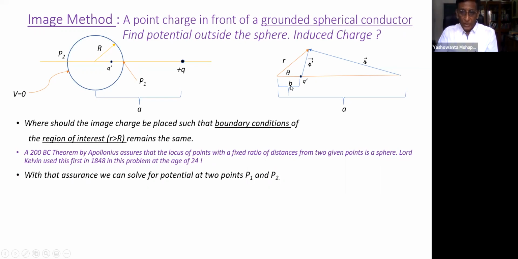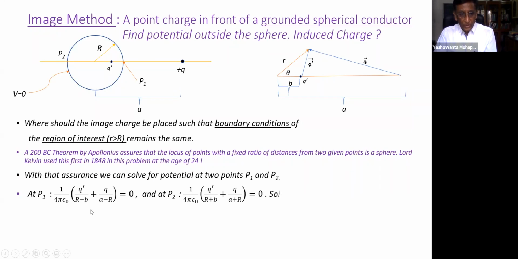two quantities have to be figured out. There is b and q prime. And I know that this locus would be V equal to 0, so I choose two points, p1 and p2, set up the potential and set it equal to 0. I'll have two independent equations, and I have two unknowns to determine, and that should be simple. So at p1, this should be equal to 0. At p2, it will be q prime over r plus b, and q over a plus r. That should be 0. So solve for q prime and b.